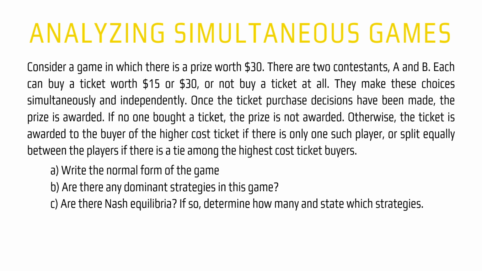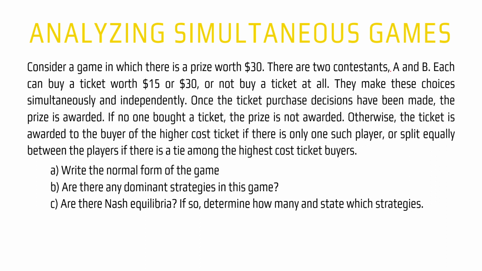So what we are looking for in this problem are, first, write the normal form of the game. Second, are there any dominant strategies in this game? And lastly, are there Nash equilibria? If so, determine how many and state which strategies.